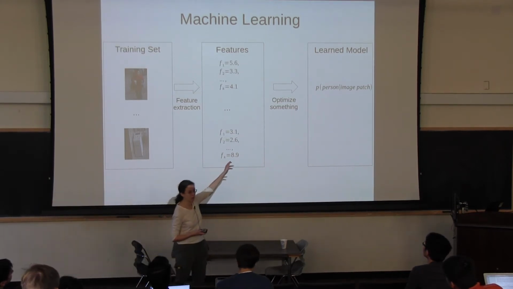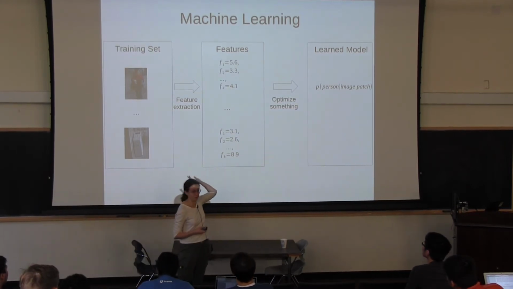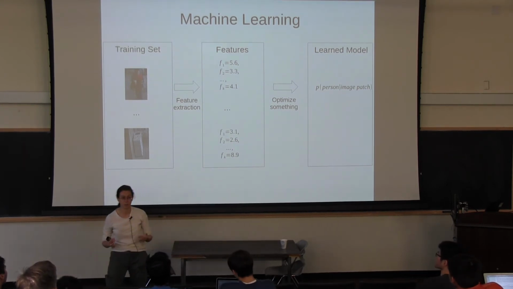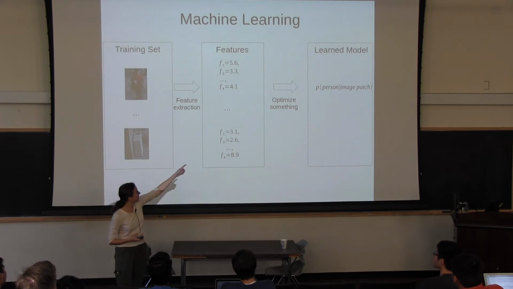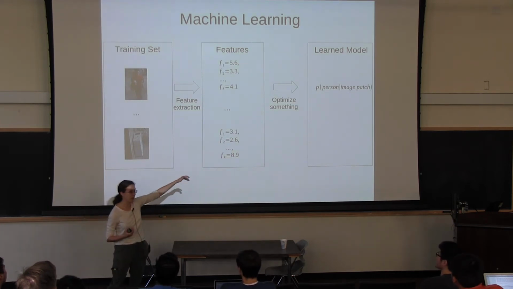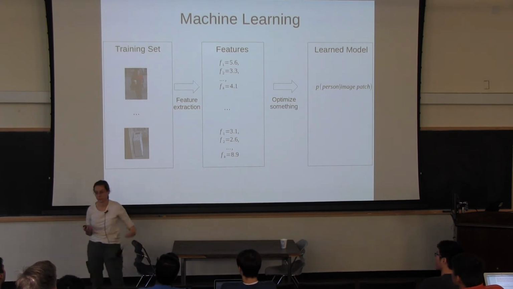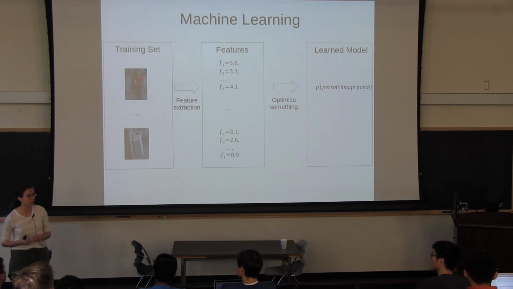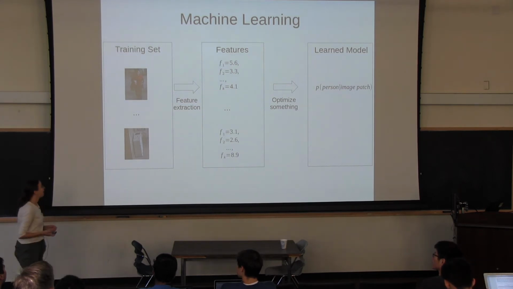And then you do some kind of optimization. And we talked about that the last couple of classes, right? SVMs or logistic regression or decision trees or something. And here I put P of person given the image patch, but if you use a discriminative model like decision trees, you might get something different, just a classifier, some function that takes in the image patch and says, yes, a person, or no, not a person, right? So it doesn't have to be P.